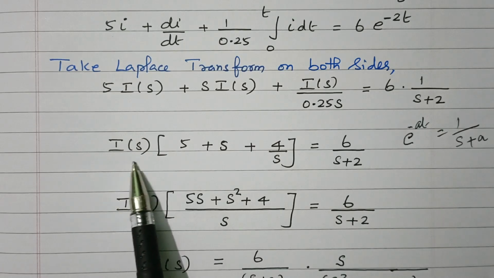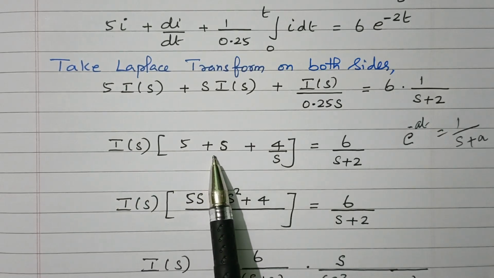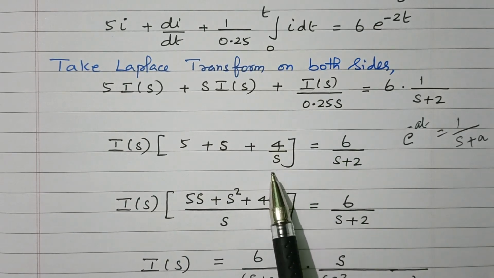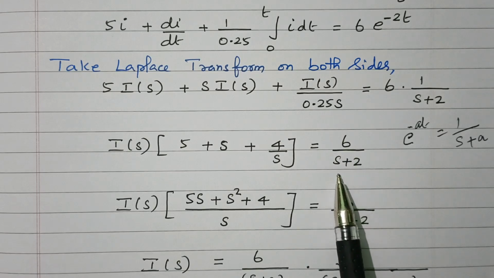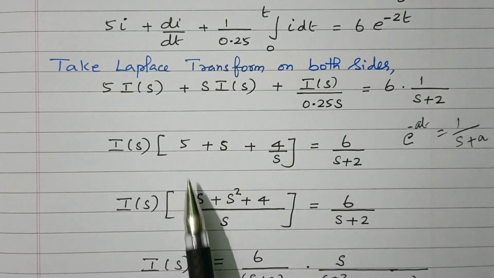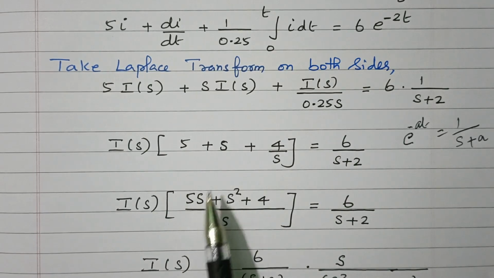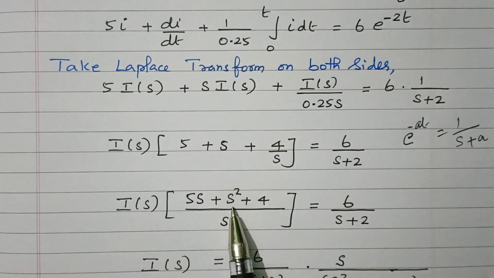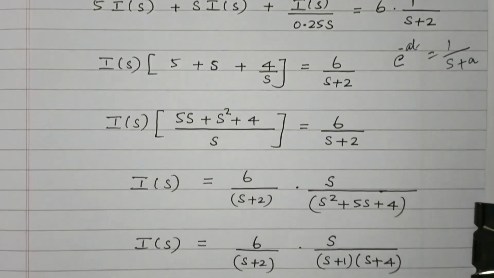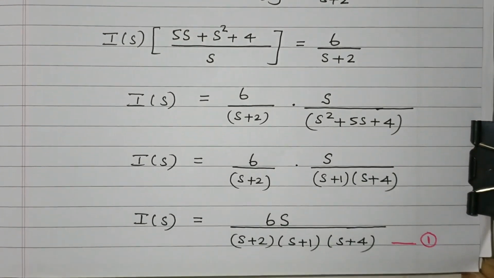I will take this I of s common. So 5 plus s plus 4 by s. 1 divided by 0.25 can be written as 4. 4 by s equal to 6 divided by s plus 2. Now we'll take this LCM. So here s value not available, multiplied by s. Here also s not available, multiplied by s, it becomes s square plus 4 divided by s. Now we'll bring this term to that side, so that this term will go to the numerator, this term will go to the denominator, in order to obtain the expression for I of s.